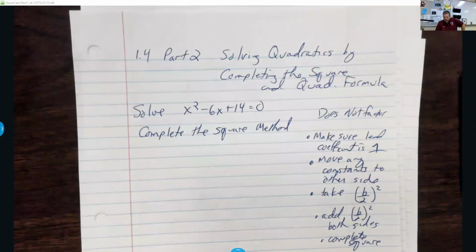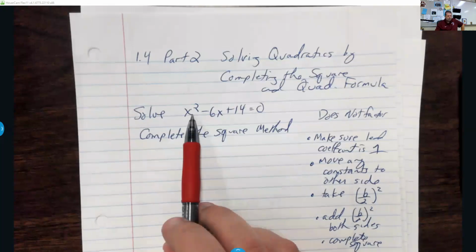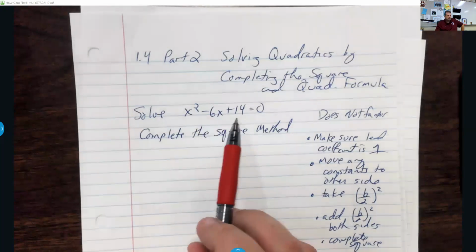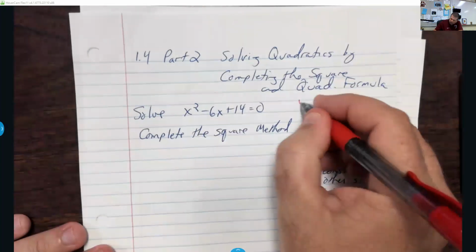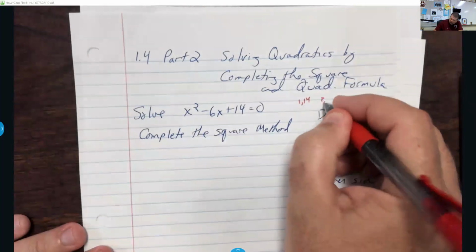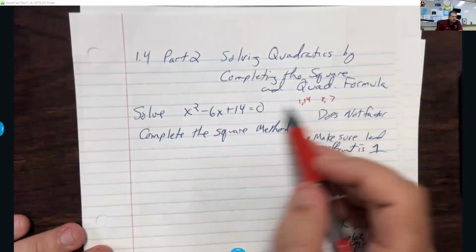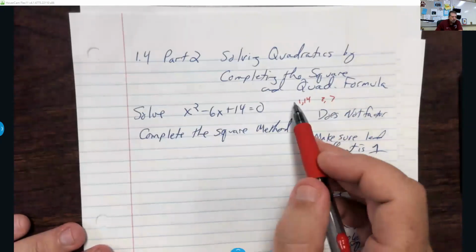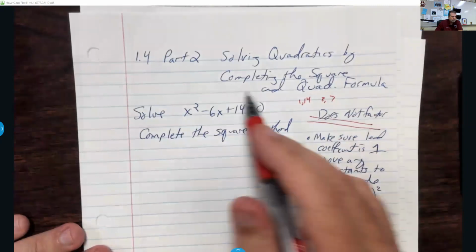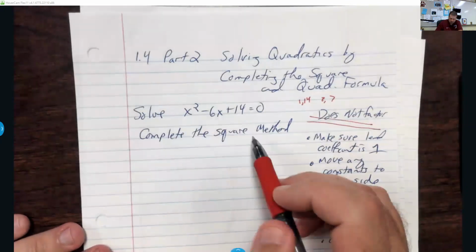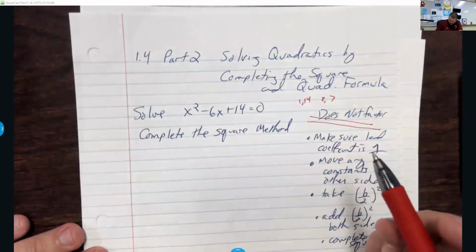All right, so if you look at this problem, x squared, which is a quadratic, minus 6x plus 14, okay? Well, if I look at numbers, 1 and 14, 2 and 7, does any of those add or subtract to get you to 6? No. Okay, so this one does not factor. So we can use what's known as the completing the square method.